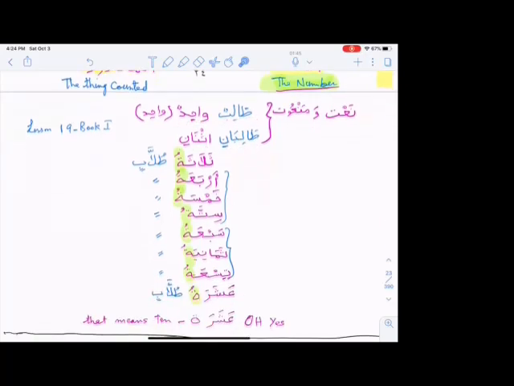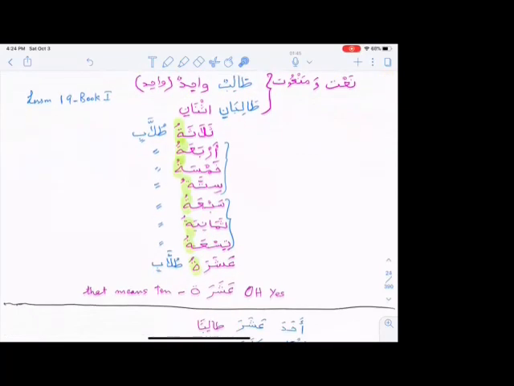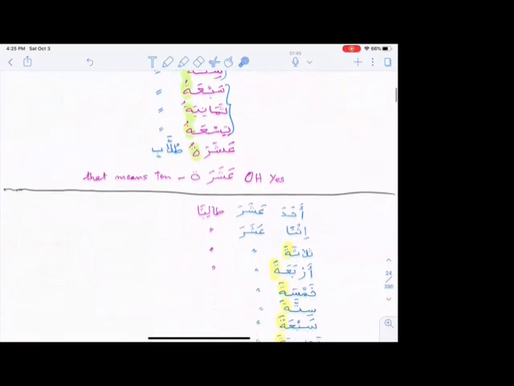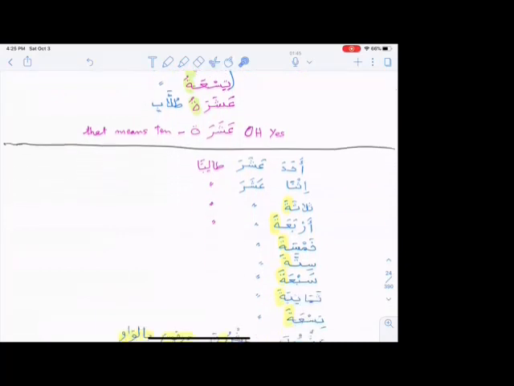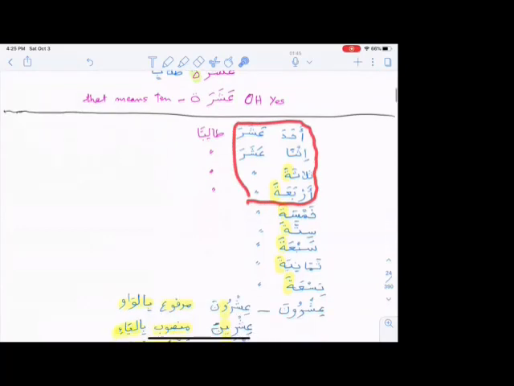Now, starting from 3 to 10, the counting will always be done with the ma'dud being plural and mudhakkar. Thalathatu tullabin, arba'atu tullabin, asharatu tullabin. The same thing will come here, my brothers and sisters. But if you start from 11, these things become compound words. Two separate words become compound. Thalathata ashara, arba'ata ashara, but they are compound together.